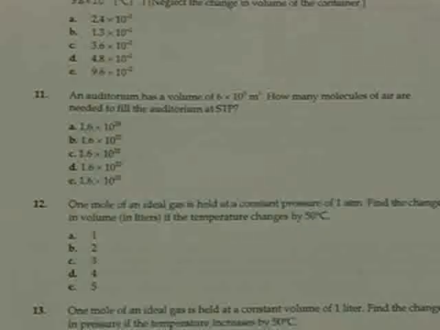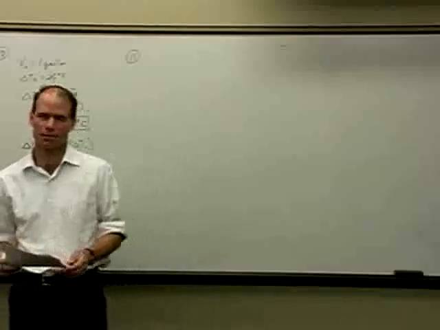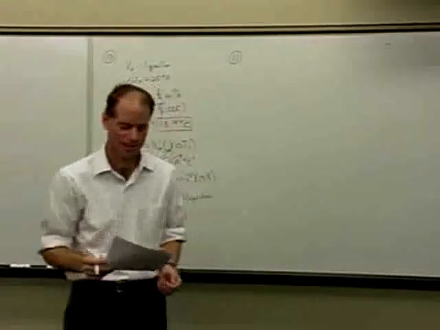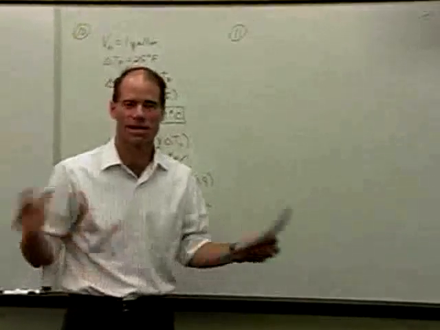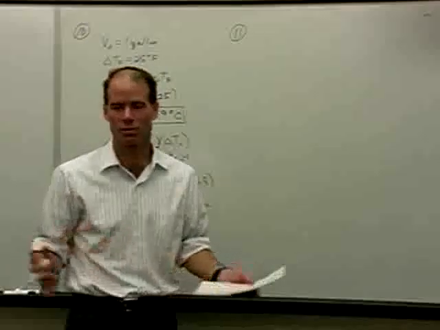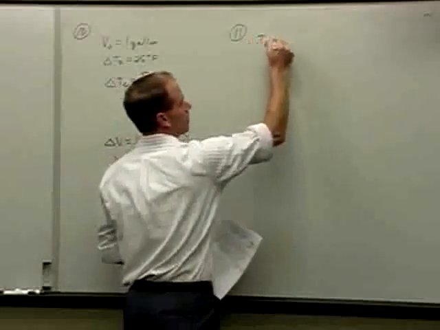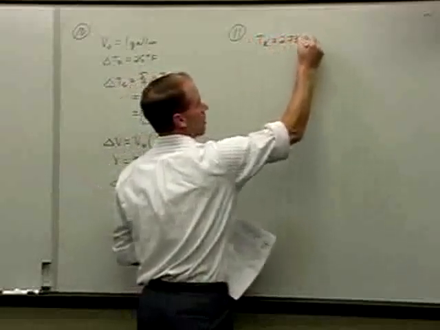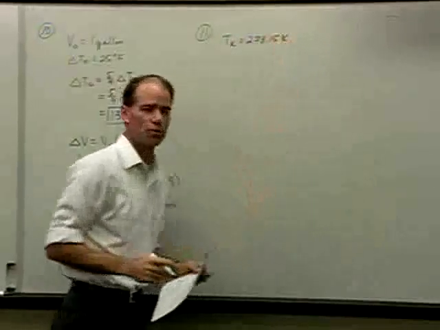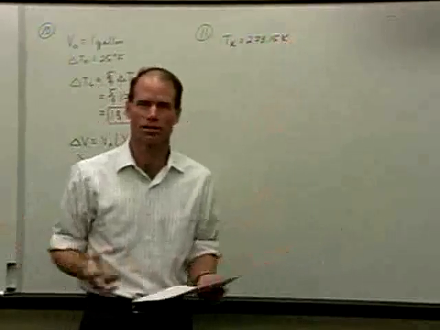Problem number 11. An auditorium has a volume of 6 times 10 to the 3 cubic meters. How many molecules of air are needed to fill the auditorium at STP, which would be standard temperature and pressure? Well, let's establish what standard temperature and pressure is. If we look at the temperature, a standard temperature that everyone can use is the freezing point of water, so that is in Kelvin, 273.15 degrees Kelvin.